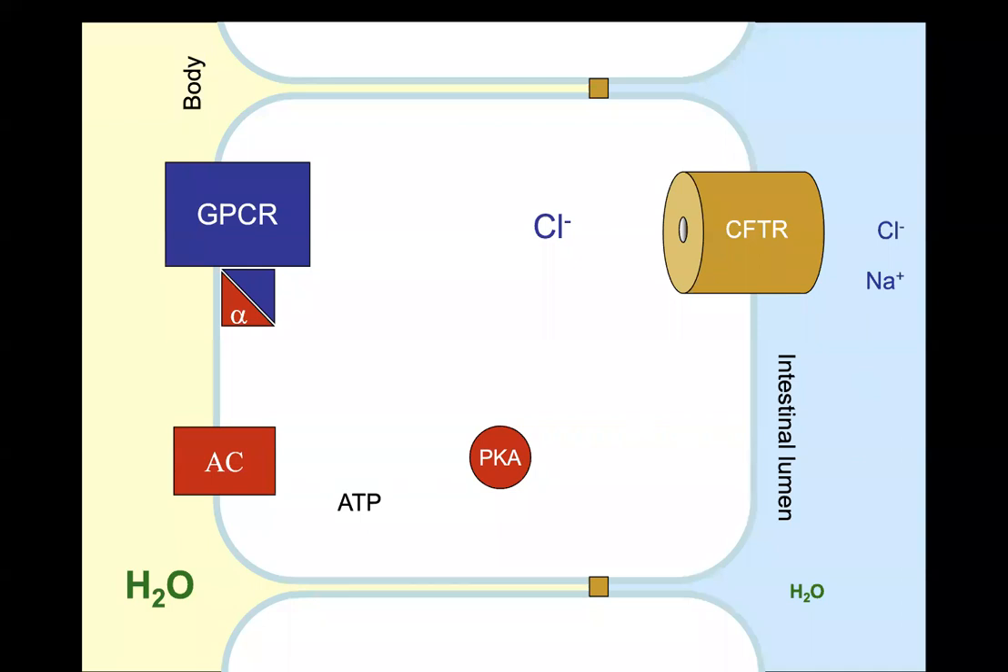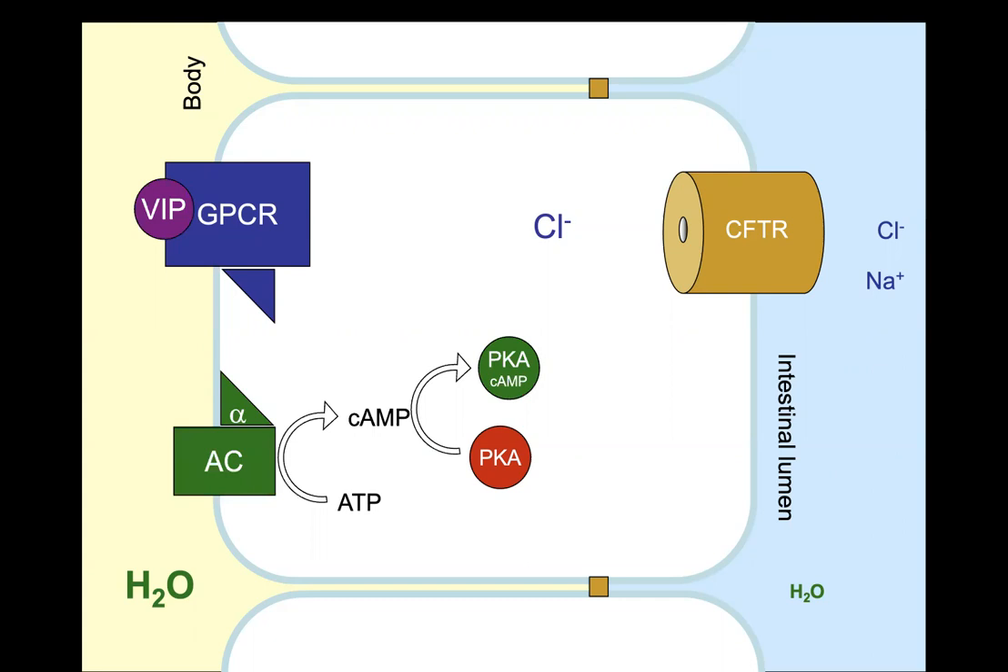So in our intestinal epithelium, those intestinal epithelial cells are also called enterocytes. What ends up happening is we have a hormone called the vasoactive intestinal peptide that binds to a G protein coupled receptor. Once that happens, the alpha subunit of the G protein dissociates, and after it binds to GTP, it moves over and activates adenyl cyclase. We get cyclic AMP production as a result of that. That will activate PKA.